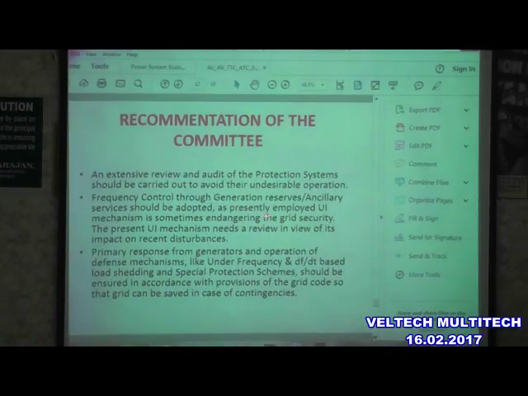Frequency control through generation and ancillary services should be adopted, as the presently employed UI mechanism sometimes endangers grid security. The present UI mechanism needs a review of its impact on the users. So frequency control through generation reserve should be adopted. We must adopt them, right? So that they will no longer be employing the UI mechanism.